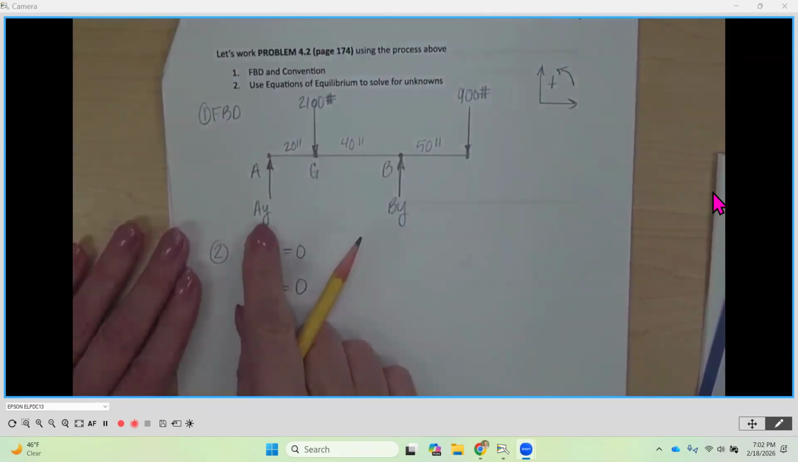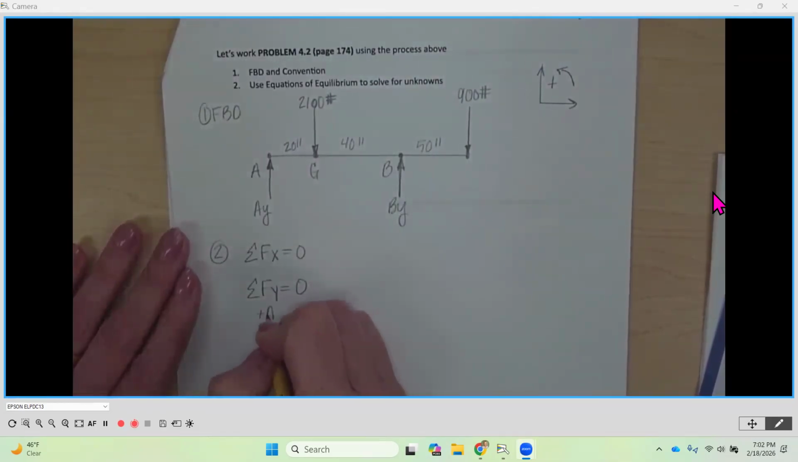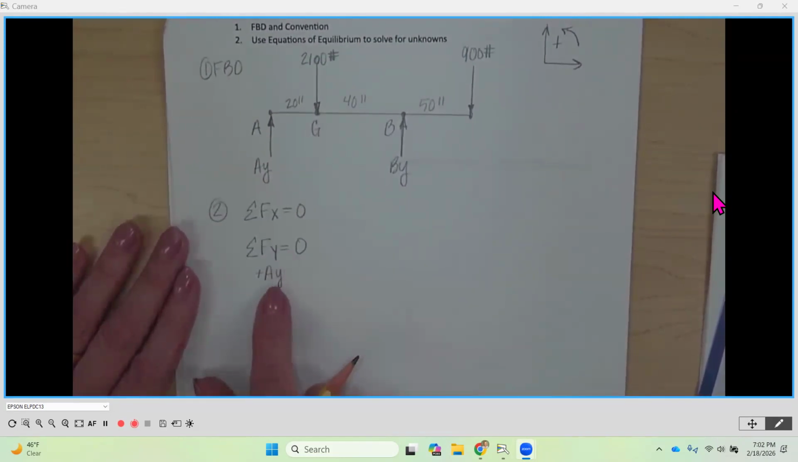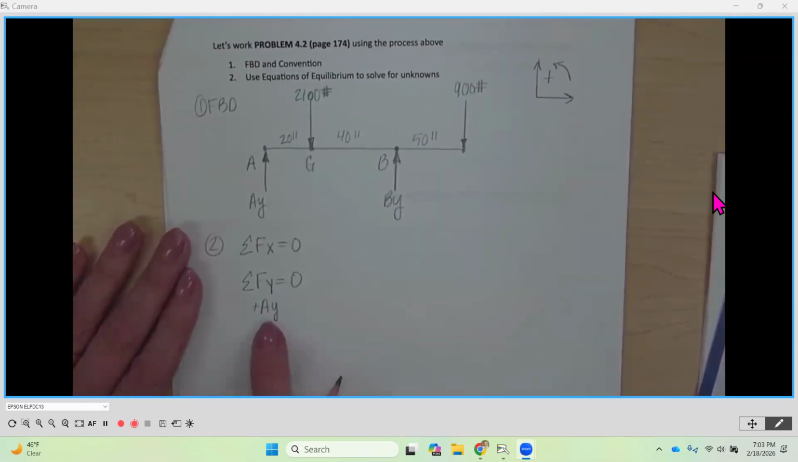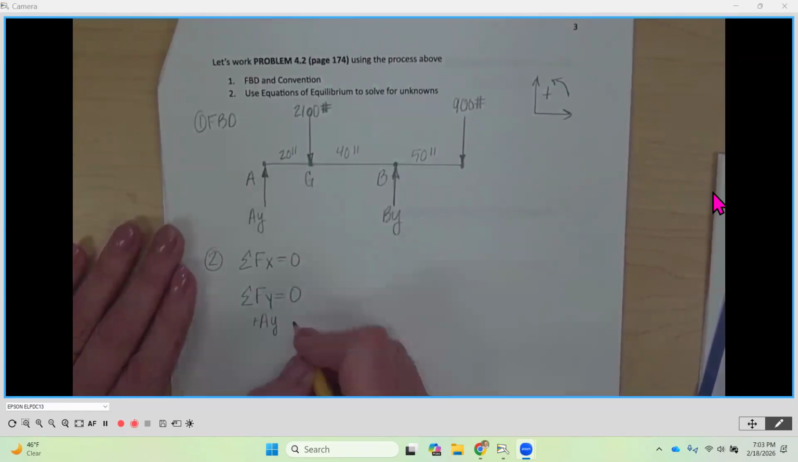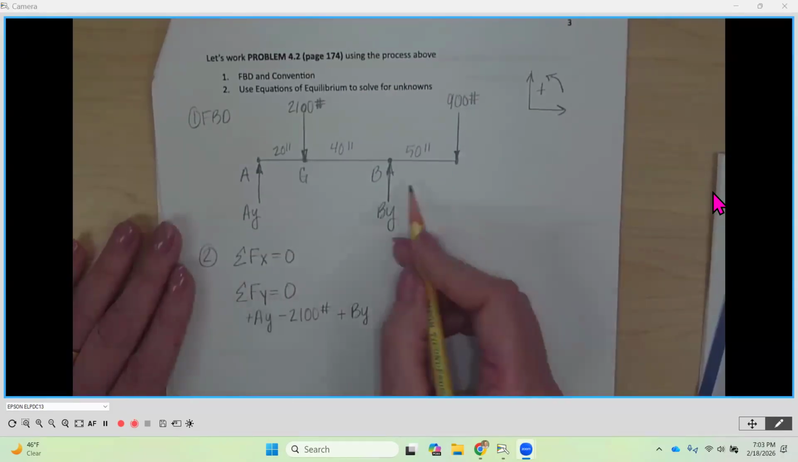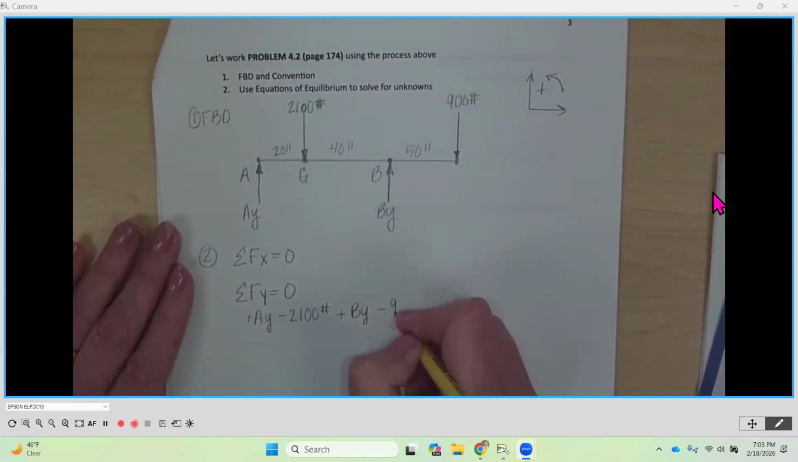So I assumed AY was going up, so I'm going to put a positive AY. Remember, you have to tell me you're going to sum your forces in the y equals 0. And then down below, we're going to do that. So I'm on the left-hand side of my equation. AY positive. My next force is 2100 pounds. It's going down. That's going to be a negative 2100. And don't forget to add your units. Put your units in all phases of the problem. Then I'm going to move to the right. That's going to be BY. It's going up. I assumed up. So it's going to be plus BY. And then all the way over, I'm going to have a minus 900 pounds. Don't forget your units.